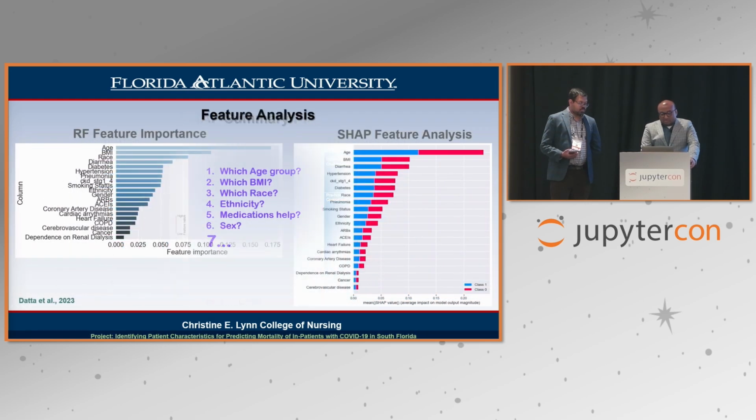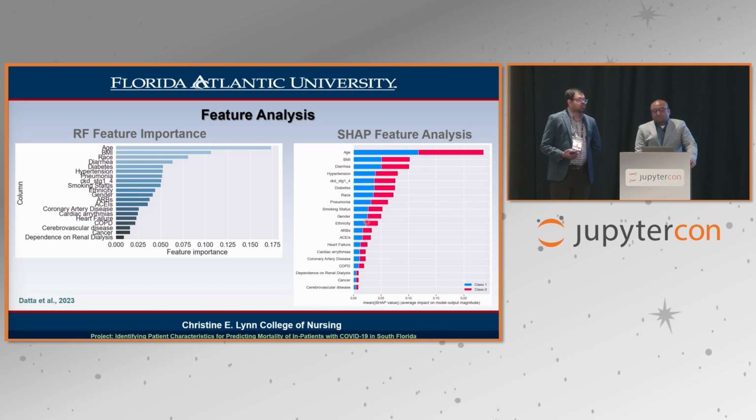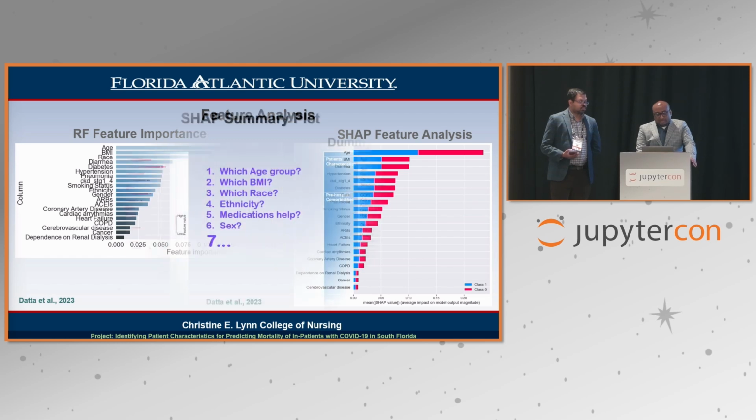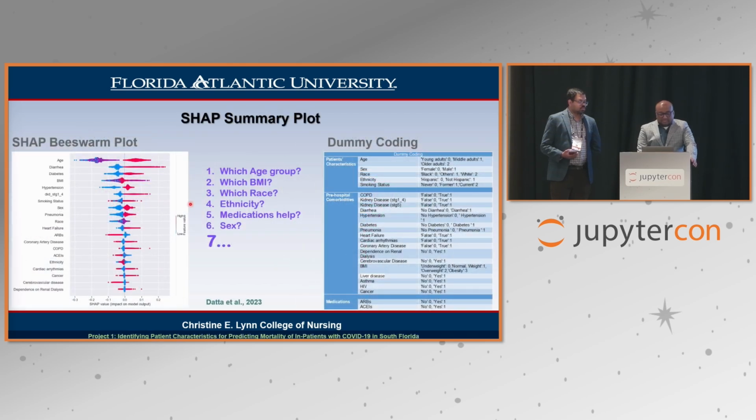Here there's no information on age. Somebody asked me which age group is more important, which BMI is more important. We do not know the answer from here, so we have to go to this analysis called the SHAP beeswarm plot, and this uses dummy coding. Remember, this is not one-hot encoding. If we use one-hot encoding, we cannot correlate the data; it's a very difficult way. So I encoded it by hand.